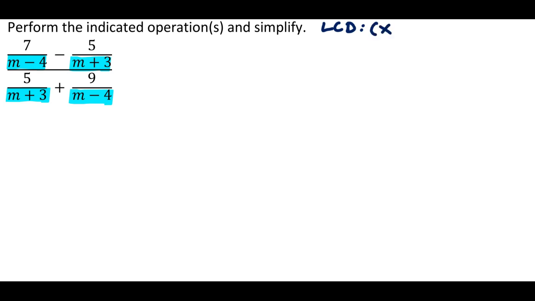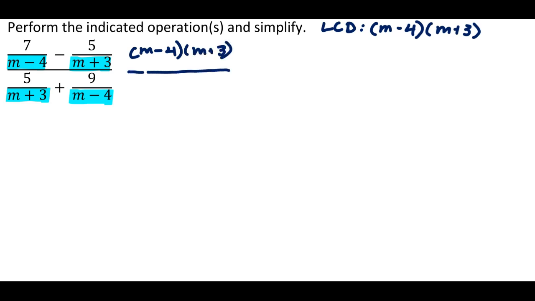So looking at the first fraction, I'm using x, but this is m. I will need an m minus 4 to cancel out its denominator. For the second fraction, I will need an m plus 3. For the bottom first fraction, I've already got an m plus 3, and bottom second fraction, I've already got an m minus 4. So this will be my tool: m minus 4, m plus 3 on the top, m minus 4, m plus 3 on the bottom.